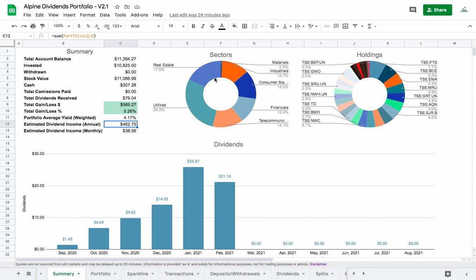But yeah, you can see here in my sector breakdown that I'm most heavily invested in utilities, followed by real estate. And then here, looking at the holdings, I'm trying to keep it pretty even. Fortis is the biggest one at 7.7%. I'd like to actually even this out a little bit more. But let's actually jump into the portfolio to take a look at that.